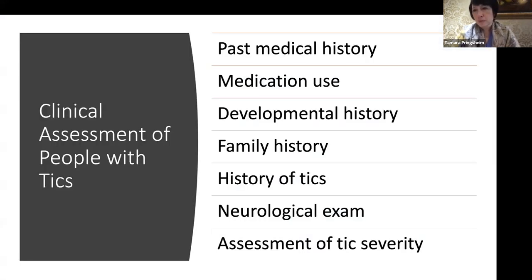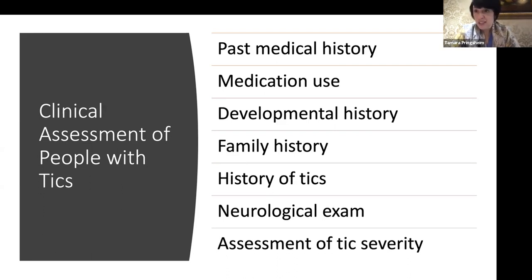So when we assess people clinically for Tourette syndrome, it's important to ask about their past medical history. So, have they been diagnosed with any comorbidities? Are they using medication? Often people with tic disorders have other neurodevelopmental disorders. So speech delay, for example, developmental coordination disorder, these are all more common in children with Tourette syndrome.